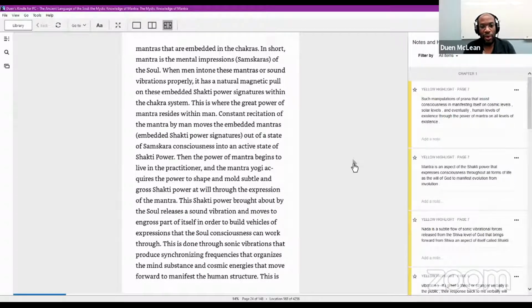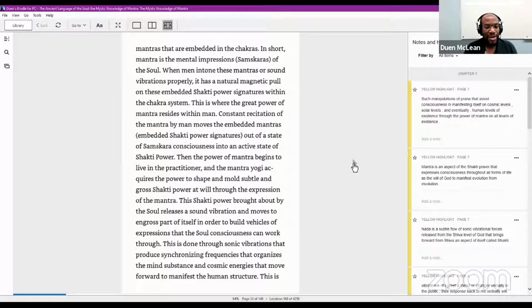When men intone these mantras or sound vibrations properly, it has a natural magnetic pull on these embedded Shakti power signatures within the chakra system. This is where the great power of mantra resides within man. Constant recitation of the mantra by man moves the embedded Shakti power signatures out of a state of samskara consciousness into an active state of Shakti power.